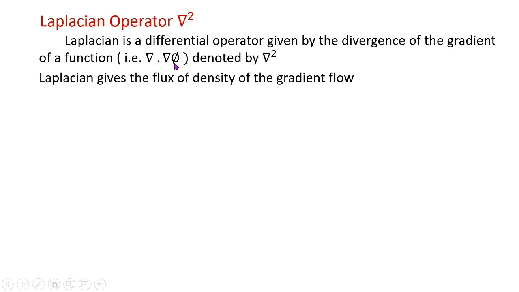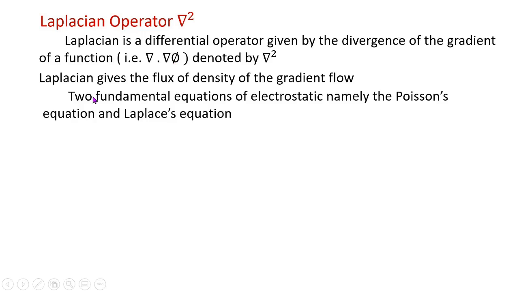Del phi is a gradient function, and divergence of the gradient function is the Laplacian of the scalar. This Laplacian operator is denoted by del square. The significance of Laplacian: Laplacian gives the flux density of the gradient flow. Flux density of a vector is divergence, and gradient is a vector. Therefore, flux density of the gradient flow is Laplacian.